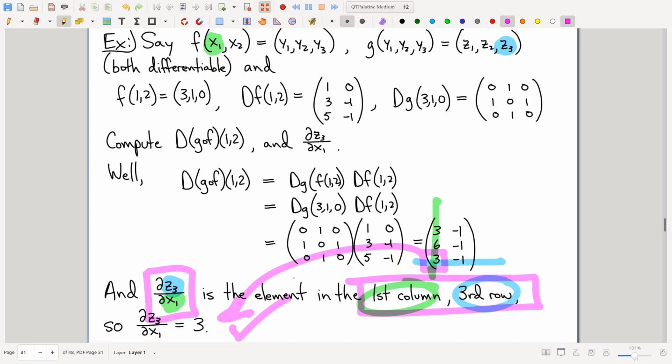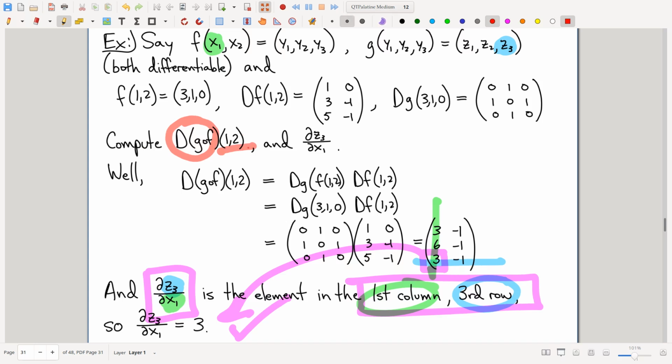That notation where you write compute dg of, that's dg at 1, is that what it's supposed to be? Yeah, that's right. So we're looking for the derivative matrix of the function that is g compose f, and then we want to evaluate that at the point 1, 2. Yeah, that's right.